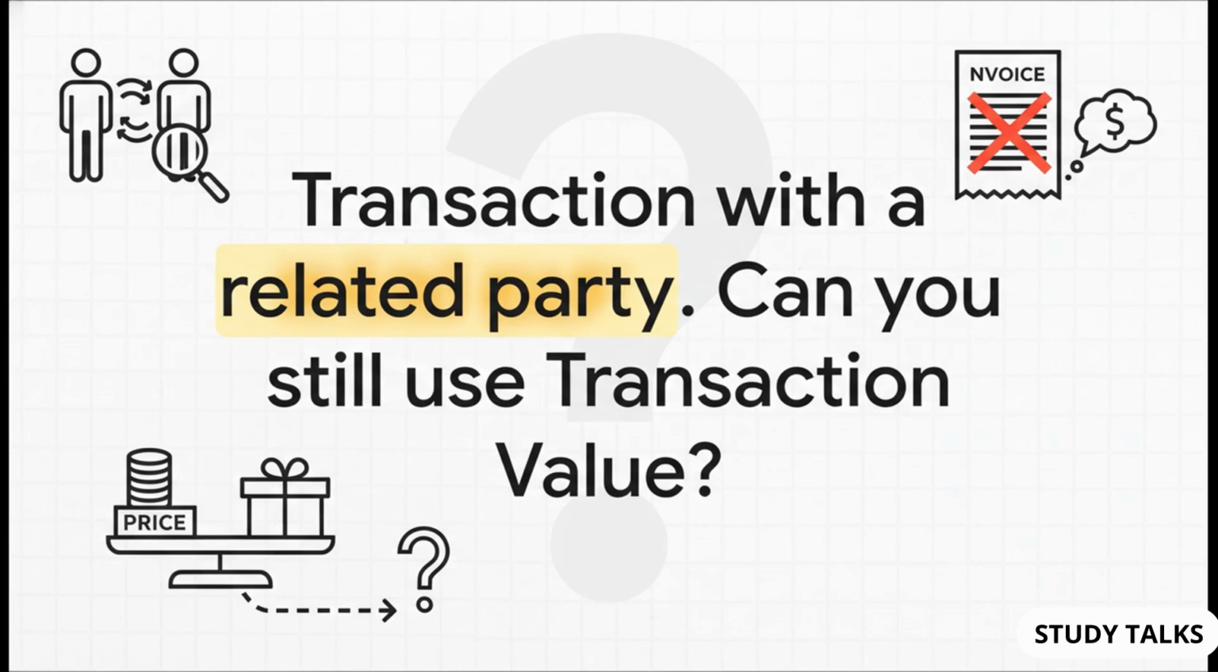Okay, we focused a lot on calculating the transaction value based on what's on the invoice. But I want to leave you with a final critical thought. What if the buyer and seller are related parties? Or what if the price isn't the only thing being exchanged? Can we still just rely on the invoice price?